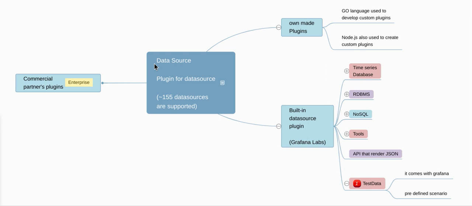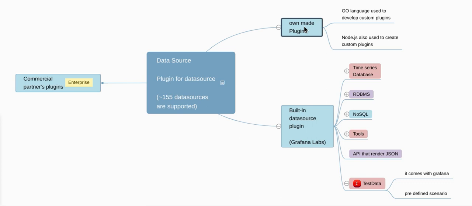Now, if it is not there, we have three options. Either a commercial plugin, for example for Oracle, Dynatrace or Splunk. Those commercial plugins can be installed only on the enterprise edition. Or else we can write our own plugin to create our own data source, but that is not very simple. It requires effort, investment, and programming proficiency.